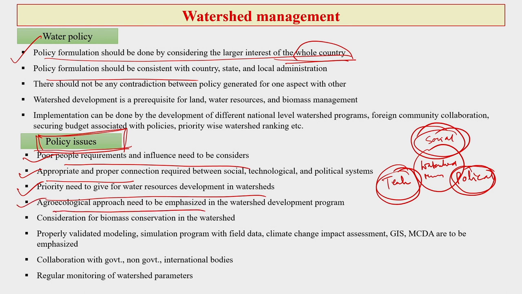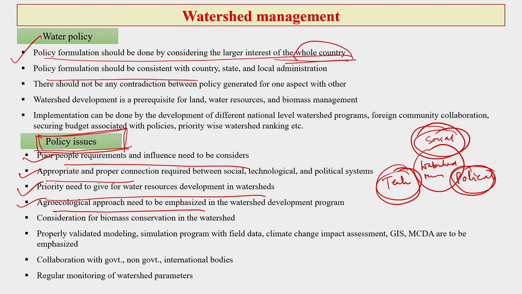An agroecological approach needs to be emphasized in the watershed development program, because as you know, especially in our country we have a very diversified agroecological system. So the watershed management approach or system or different interventions also need to be thought out on the basis of the agroecology where you are working. So the way that you will be managing a watershed in Rajasthan will be totally different from Assam, all right?